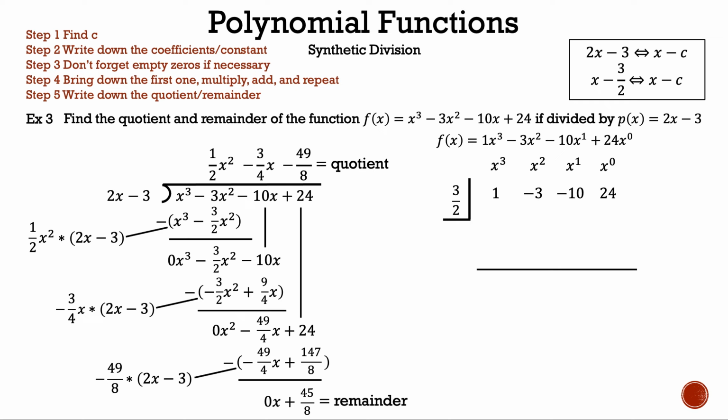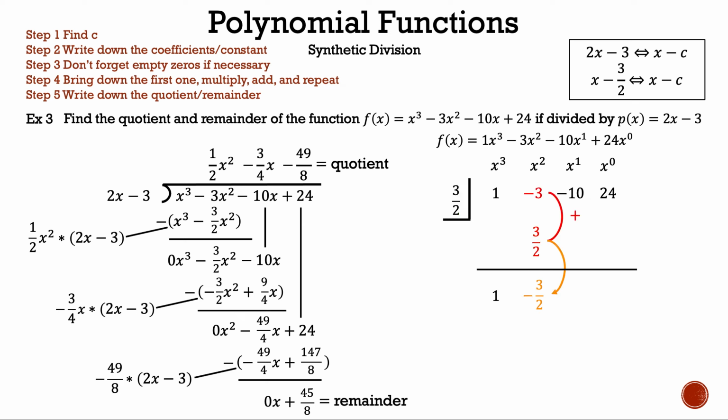Now, we can put the numbers down. So the 1 goes under the x to the power of 3, negative 3 under the x to the power of 2, negative 10 under the x to the power of 1, and finally 24 under the x to the power of 0. The next step is to bring down the first number, in this case 1, to the bottom row, and multiply it by the c value, in this case 3 over 2. And 3 over 2 times 1 is 3 over 2. The result, 3 over 2, goes under the negative 3.